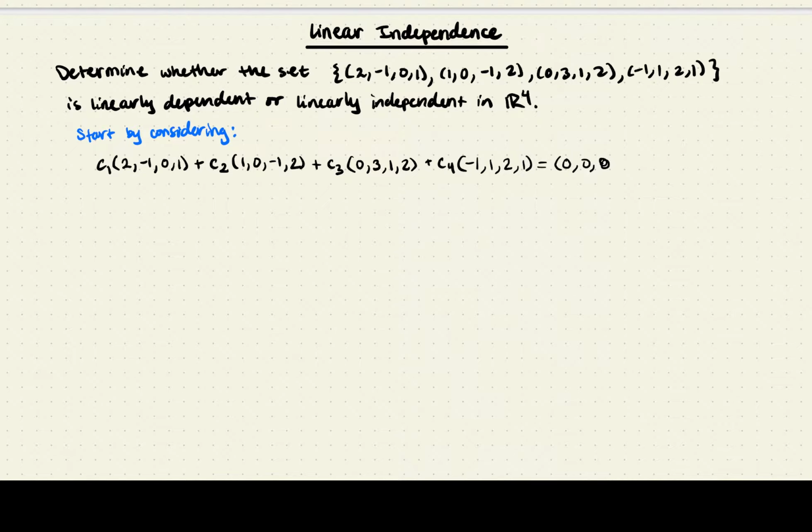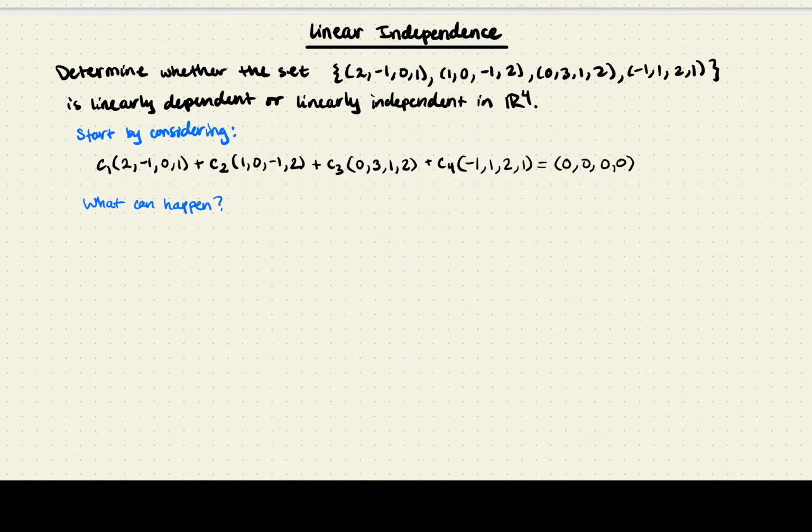Right now we're in R4, so the 0 vector looks like a vector of four zeros. And we ask ourselves, what can happen? In other words, we want to know, what are these constants? What are they allowed to be so that this linear combination of vectors is equal to the 0 vector? We basically have 2 options here.